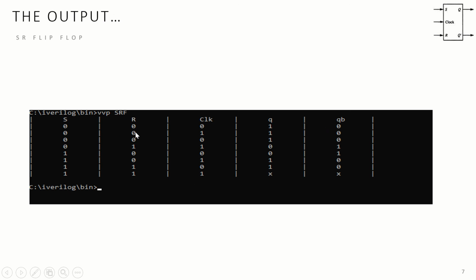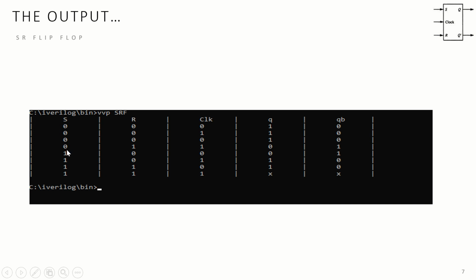Now S is 0, R is 0, clock is 1. The clock is enabled, but both S and R are 0, so nothing much there. It has to be retained. So 1 is retained and 0 is Q bar. Now S is 0, R is 0, clock is 0. You can see that S, R and clock all are 0, so the previous state will be retained. I'm just trying out all the permutations and combinations here so that you understand the output properly.